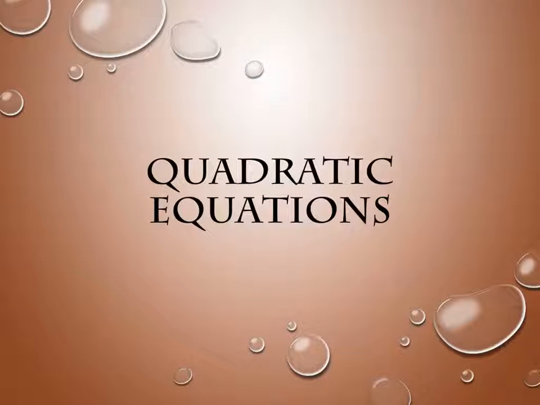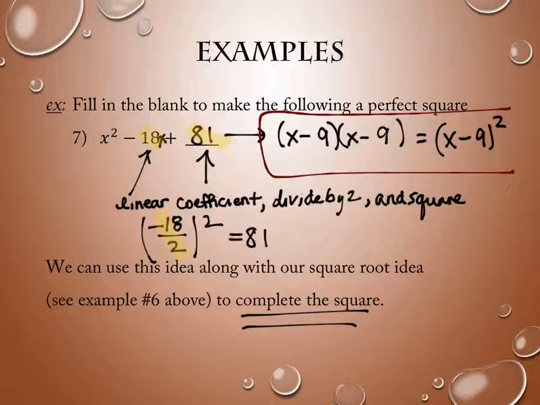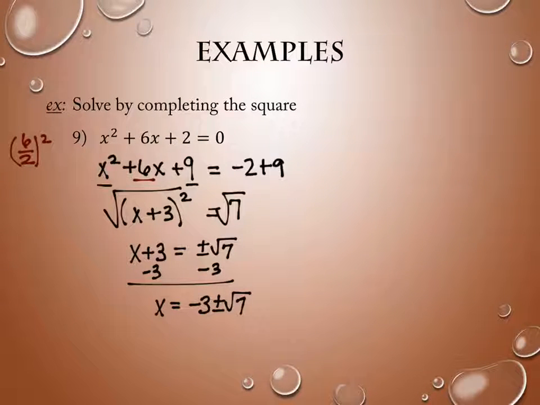Last time we were working with quadratic equations, and we had learned a method of solving them called completing the square. You guys remember that? We took that term that was linear, we divided its coefficient by 2, and we squared it, added it to both sides, did a little factoring, square rooting, and solving. And we had gotten to the point on problem number 9 where we ended up with this answer at the end, -3 plus or minus the square root of 7.